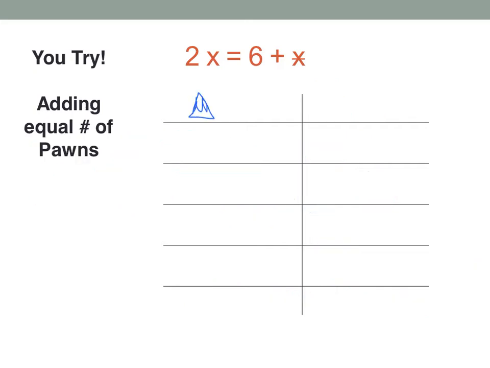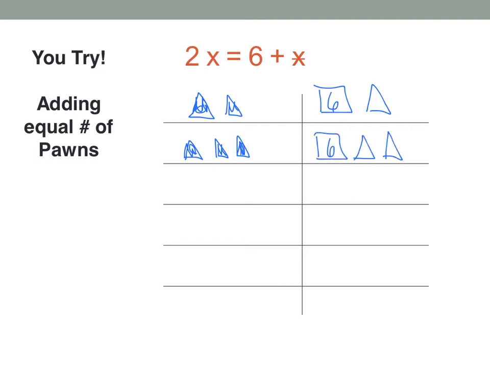So 2 blue pawns, 6 and a white pawn on the right, and we want to add 1 blue pawn to both sides. That's this reason here. So we're going to add the blue pawn to both sides. Reset.